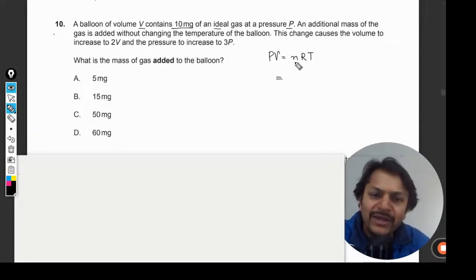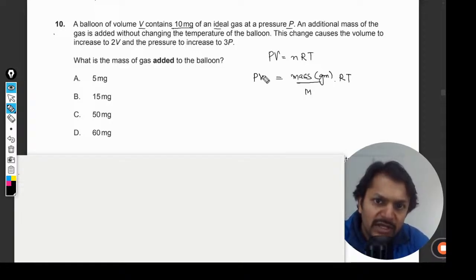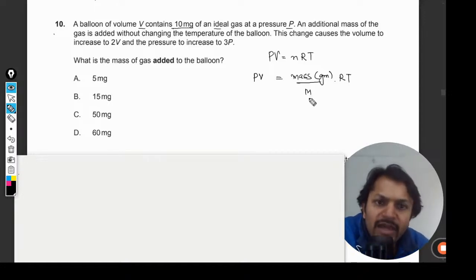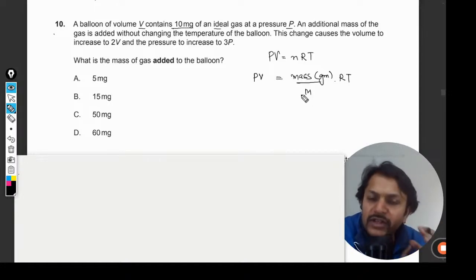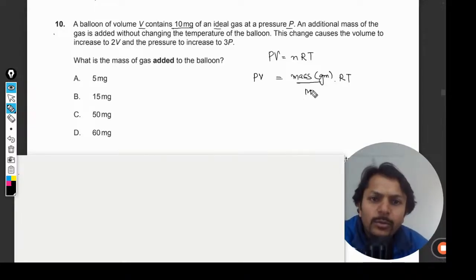The number of moles can be written as mass of gas in grams divided by the molar mass, into R into T, and this is P and this is V. So this is how we can write it. M is the molar mass of the gas. For example, in the case of hydrogen, if it is H2, that can be taken as 2. So that is the molar mass, but it will be a constant value. This is what I want to say.